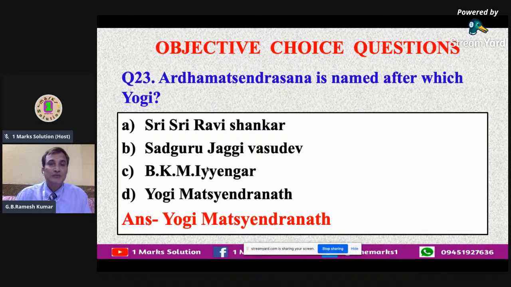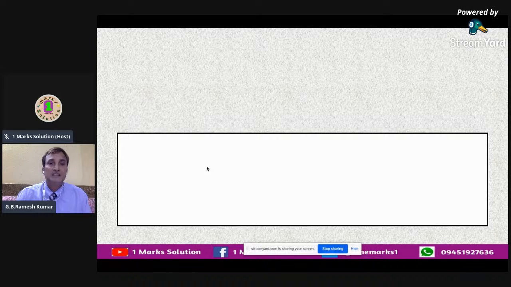The reason is that we have two stories. One story is that out of respect for Matsyendranath, they named this particular asana in his name. And one more story is that Yogi Matsyendranath invented this asana, so it's Ardha Matsyendrasana. But the asana is named after Yogi Matsyendranath. The two stories are different, but this particular asana is named after Yogi Matsyendranath.